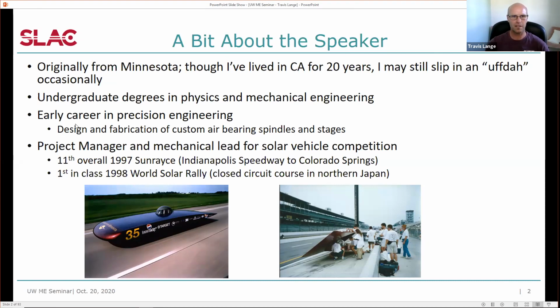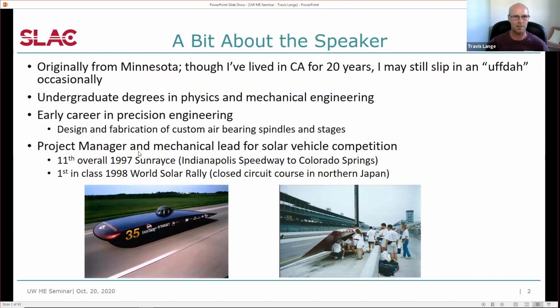My early career was in precision engineering, actually. I worked in a place that made some custom air bearings. We made a lot of air bearings, stages, spindles, that sort of thing. That was my foray into real precise motion of mechanical systems.